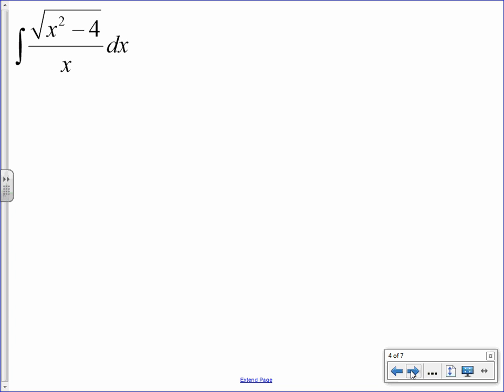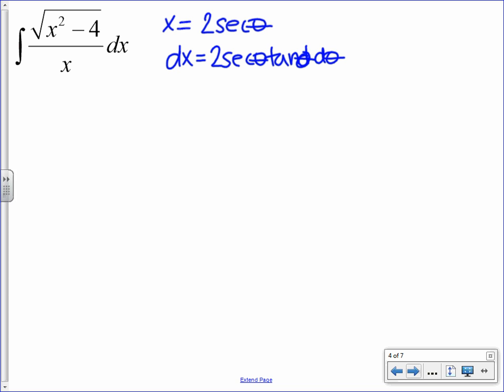Okay, so now it's x squared minus 2 squared. So what would we want x to be? We want x to be 2 secant theta, which means dx is... Now, what's nice about this is we have dx and we just replace it with whatever we have there. We don't have to do any funky rearranging, right? So that is what makes this substitution nice.